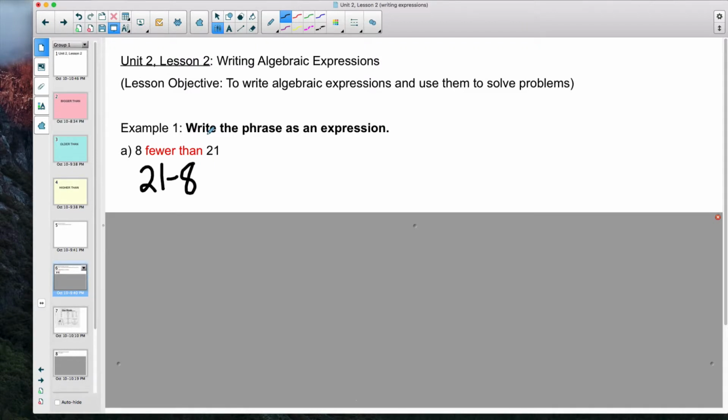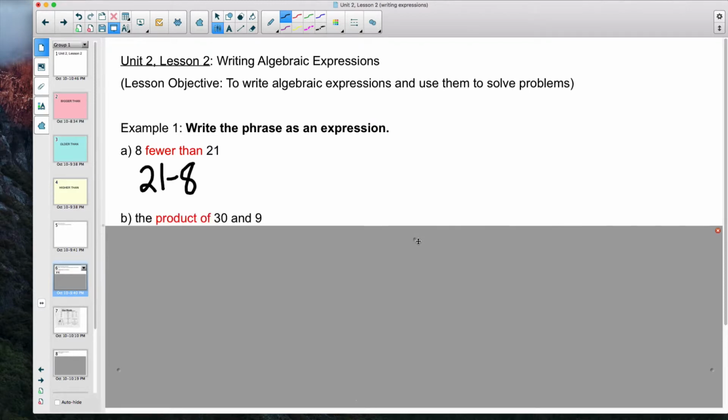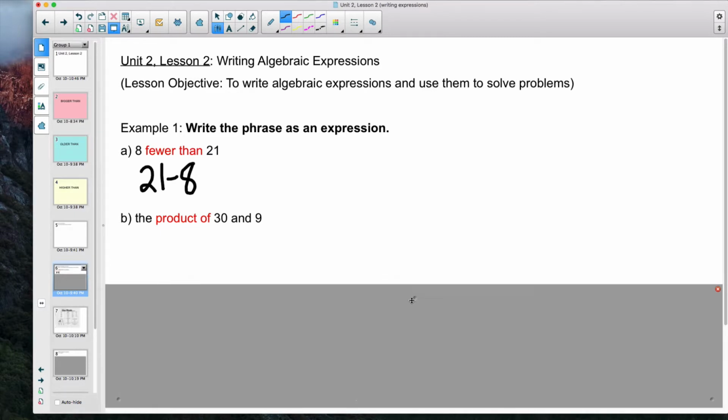If I was going to write this, this is actually not an algebraic expression. There's no algebra component to this. We're just starting with a basic numerical expression, but 8 fewer than 21, you'd write it out just like this. So you're taking that key phrase in red, figuring out what operation it is, and then putting it all together. It takes practice, and we're going to be doing a ton of practice with this lesson.